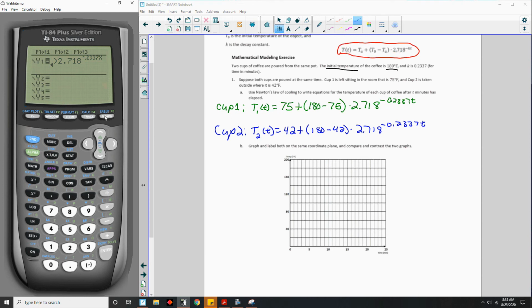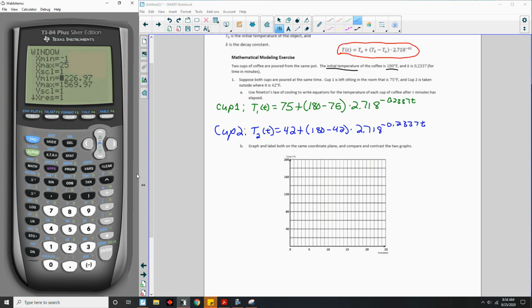So then if I graph that, we need to adjust our window, and I'm going to copy this window here. My x goes from 0 to 25. So I'm going to go to window, and I'm going to make my x minimum negative 1, just so I can see the y-axis. And I want to go up to 25.